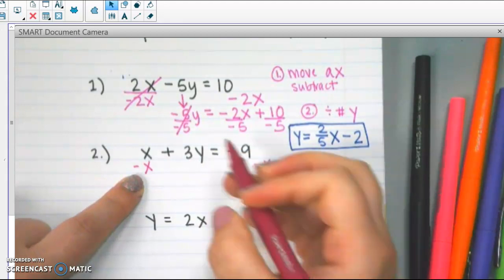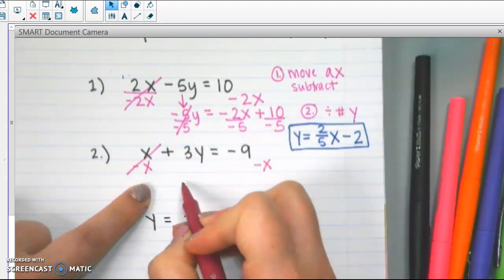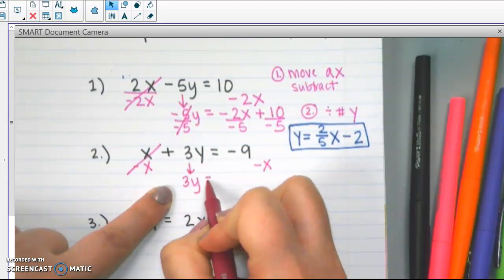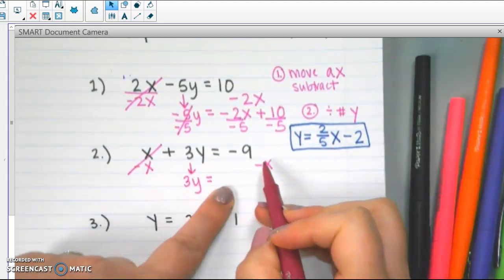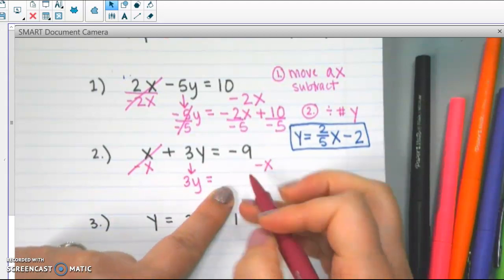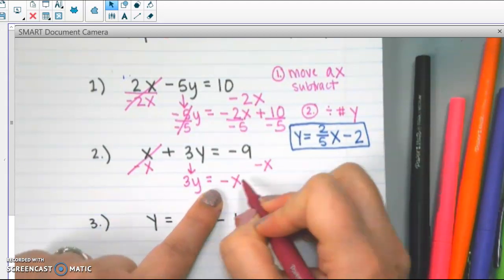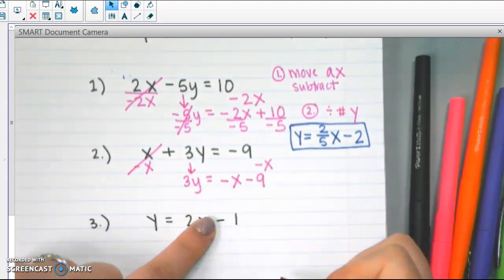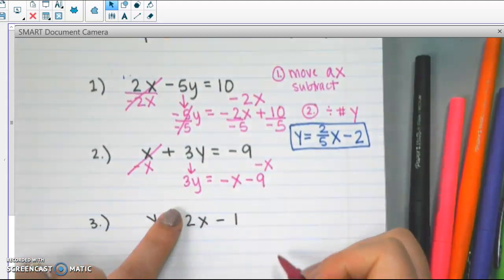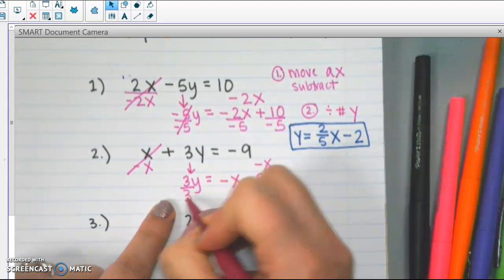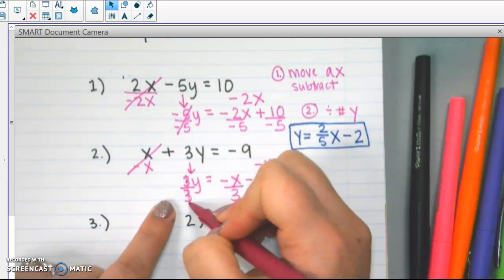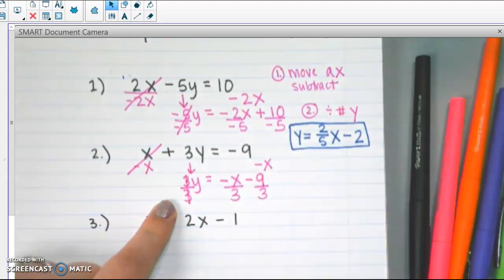So I'm going to minus x because it's positive. I'm going to bring down that 3y. I'm going to put that minus x first, and then the minus 9. All right, and I'm going to divide everything by the number in front of y.